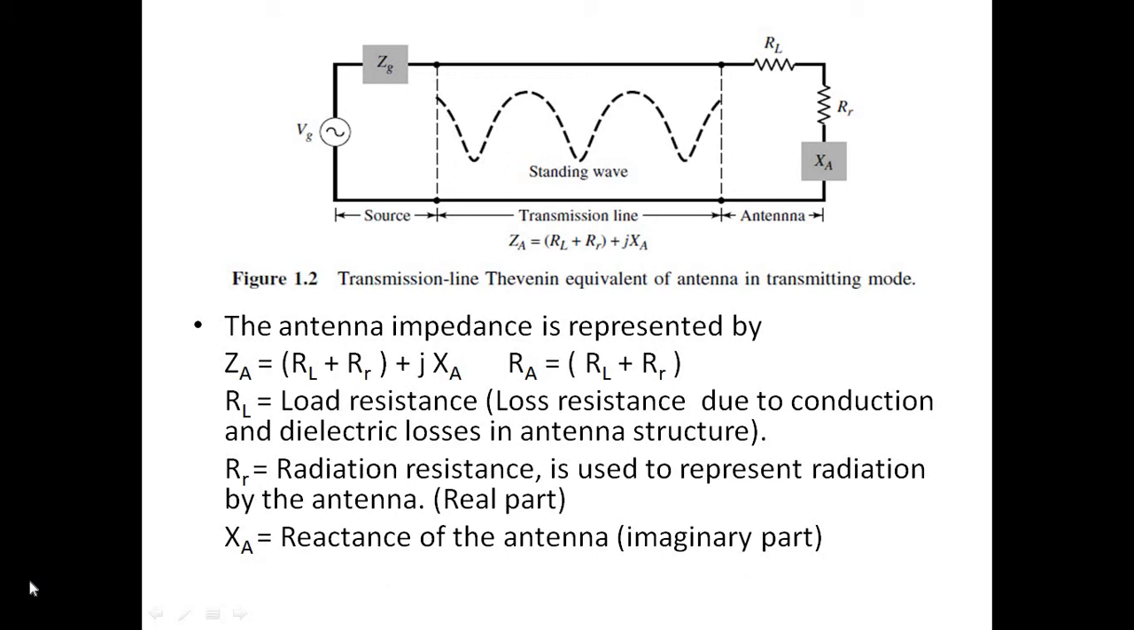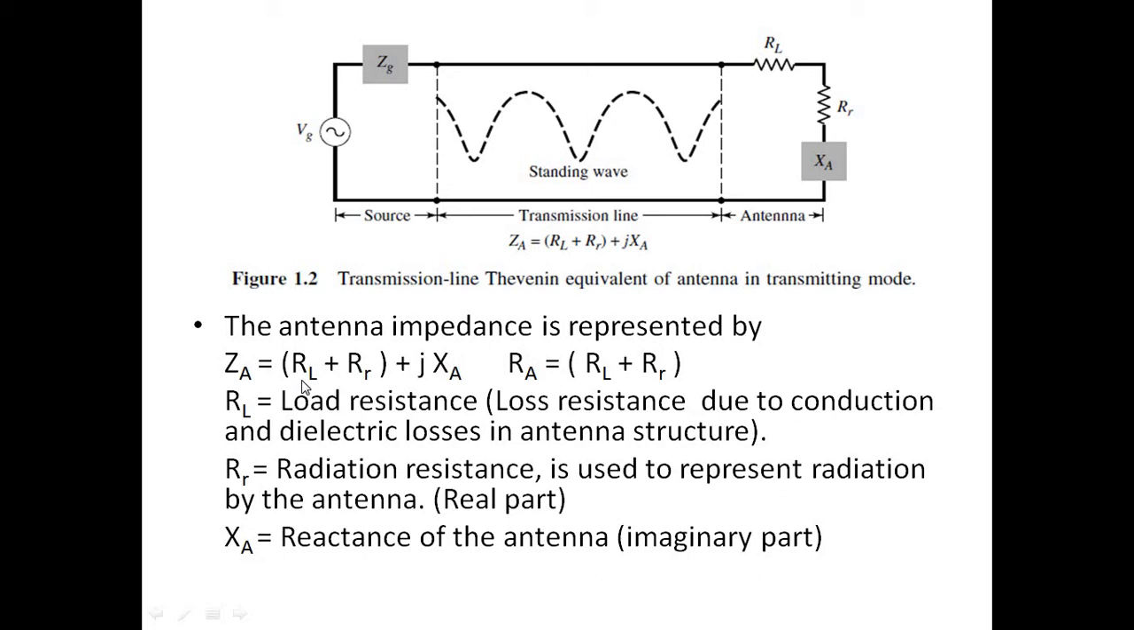In the given figure, the source is shown as an ideal generator, the transmission line is represented by a characteristic impedance ZC, and the antenna is represented by its equivalent impedance ZA. ZA is equal to RA plus jXA. RA consists of two resistances, RL plus RR.